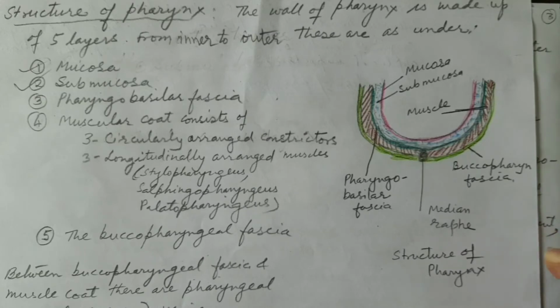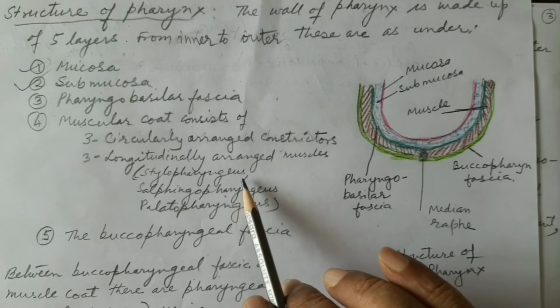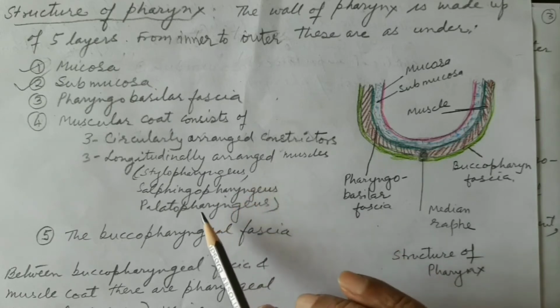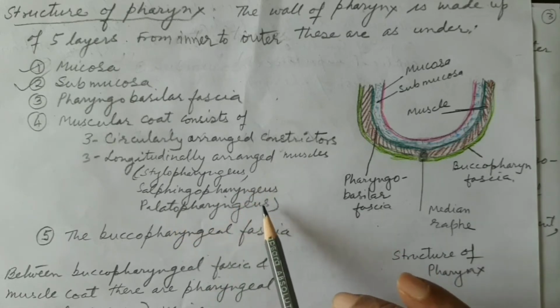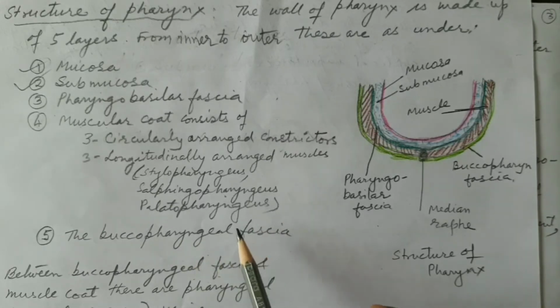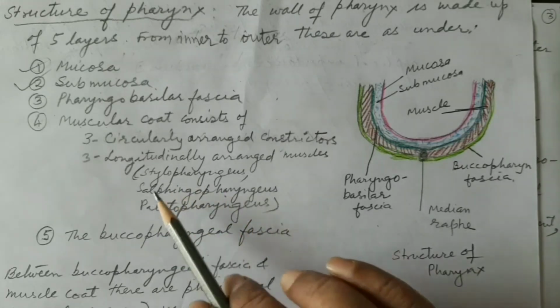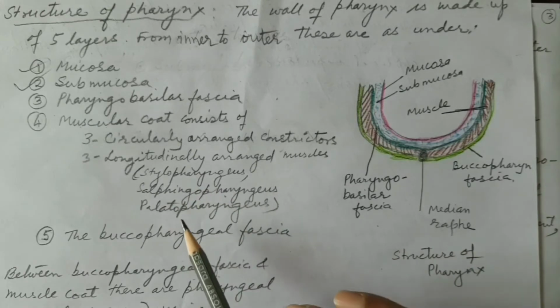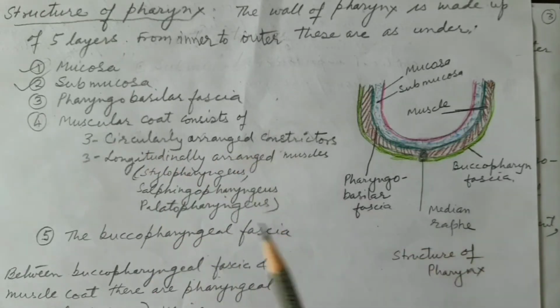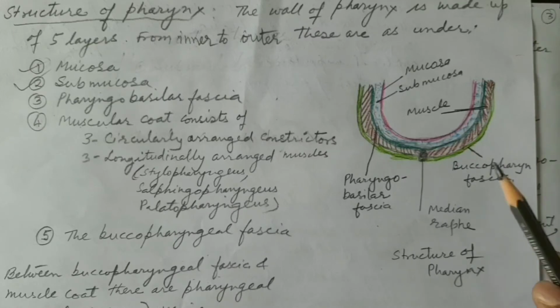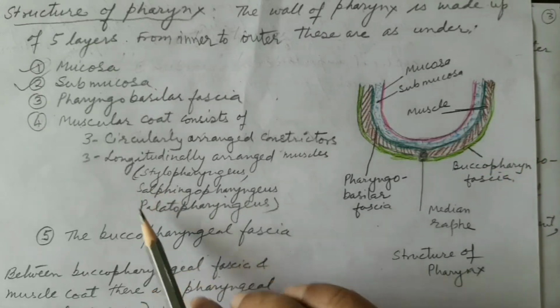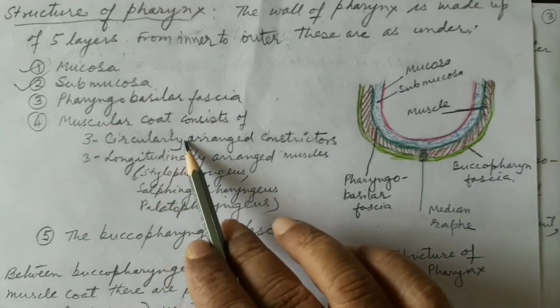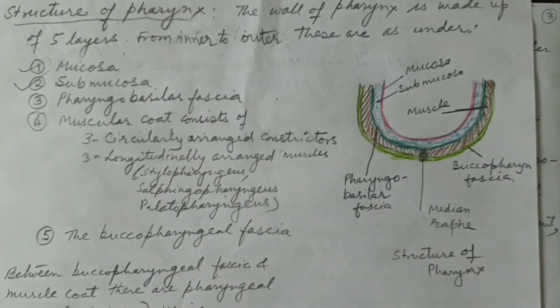Then there are 3 longitudinally arranged muscles, and they are stylopharyngeus from the styloid process to the pharynx, salpingopharyngeus and palatopharyngeus. I will tell you and show you these 3 longitudinally arranged muscles present between the layers of these 3 circularly arranged constrictor muscles, but I will not go into this detail of the longitudinal ones. We will remain confined to the circularly arranged muscles.